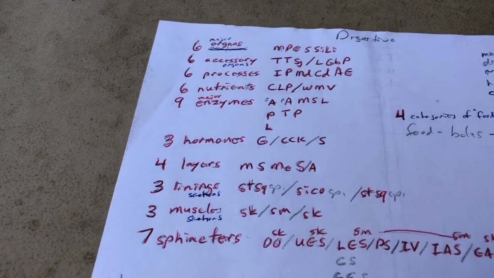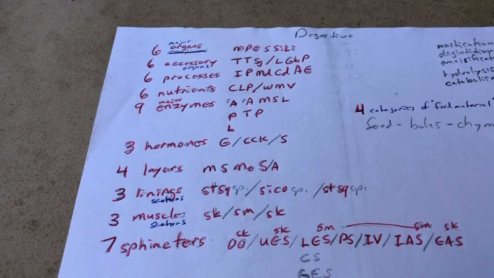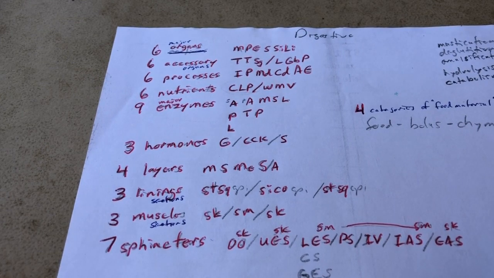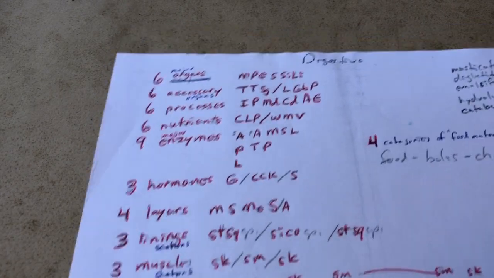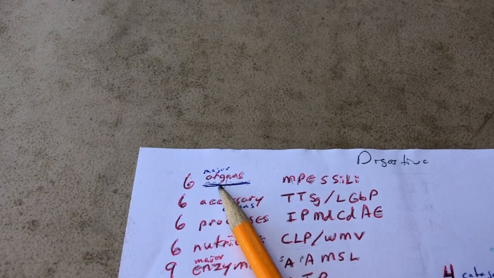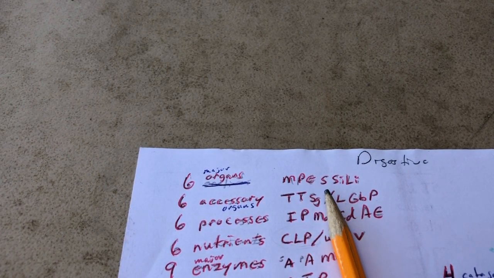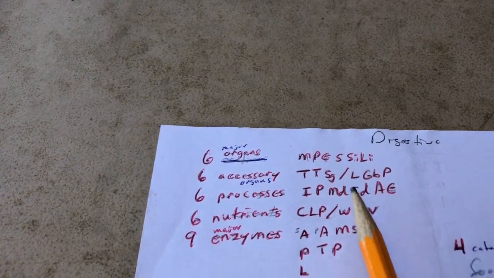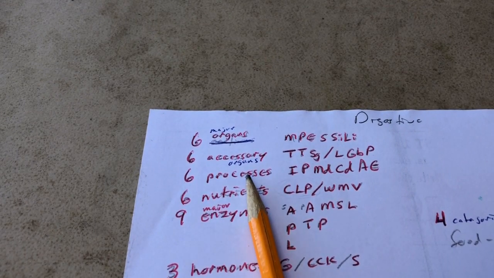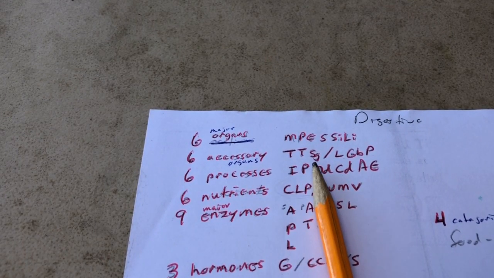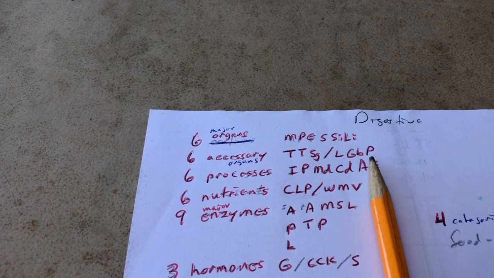There are several ways to look at the amount of information that you have to know for the sake of the digestive system. And here is a simple way to get things on the road: just looking at groups. For example, you need to know the 6 major organs of the digestive system: mouth, pharynx, esophagus, stomach, small intestine, large intestine. Of course, you need to know the 6 accessory organs: teeth, tongue, salivary glands, liver, gallbladder, pancreas.